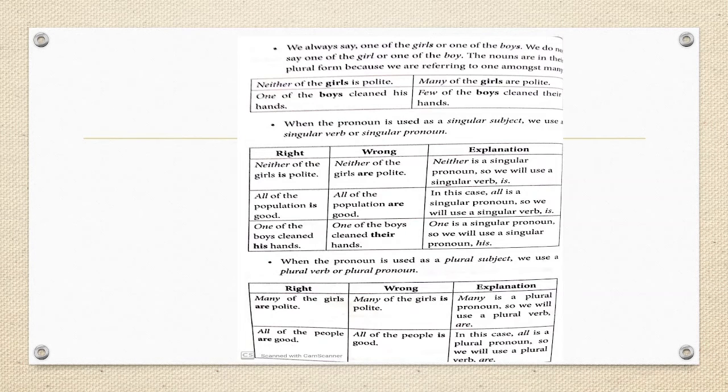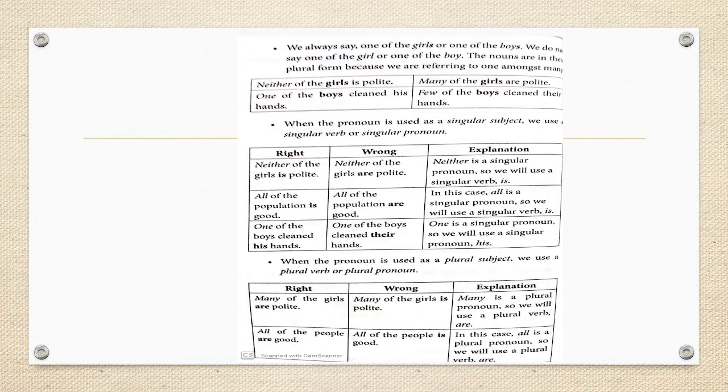We always say one of the girls or one of the boys. We do not say one of the girl or one of the boy. The nouns are in their plural form because we are referring to one among many. Neither of the girl is polite and many of the girl are polite. One of the boys cleaned his hand, few of the boys cleaned their hands.